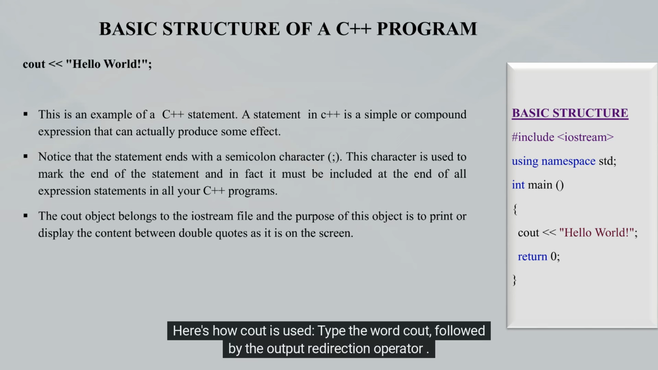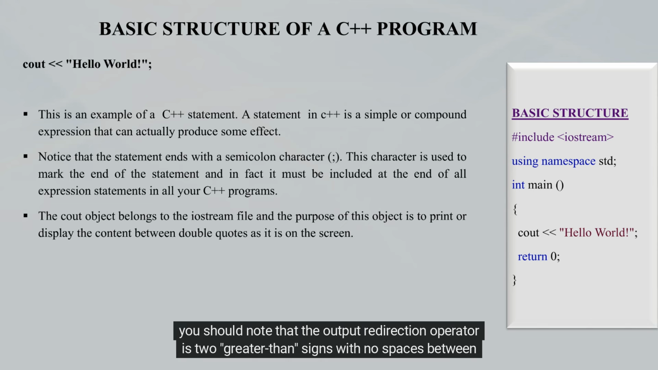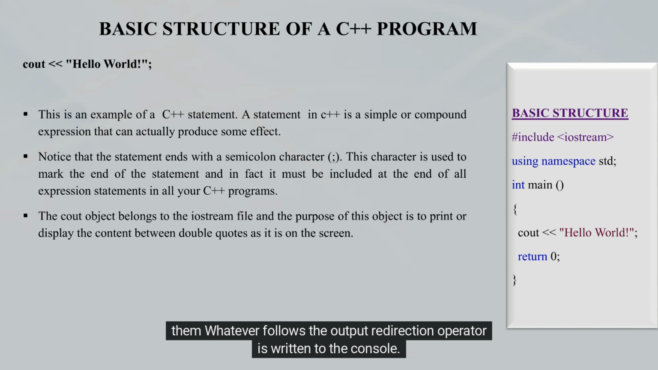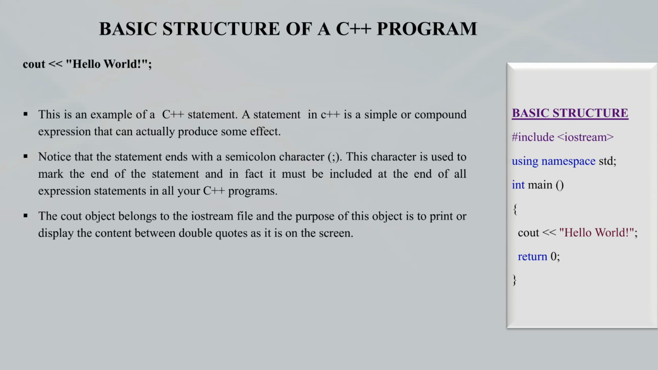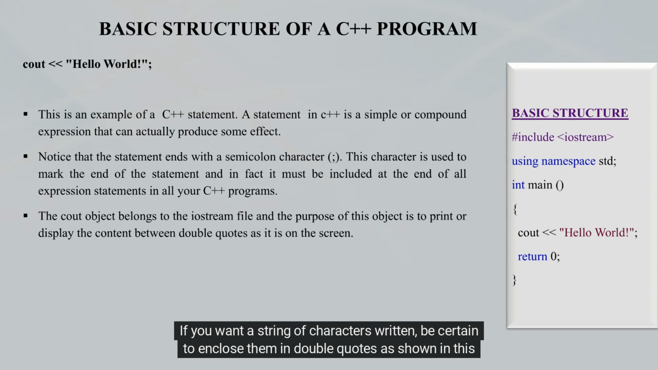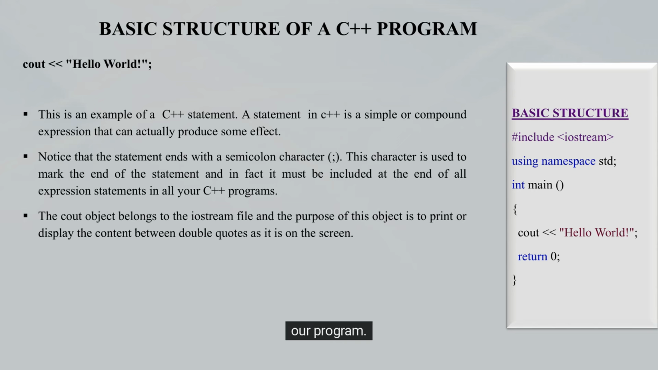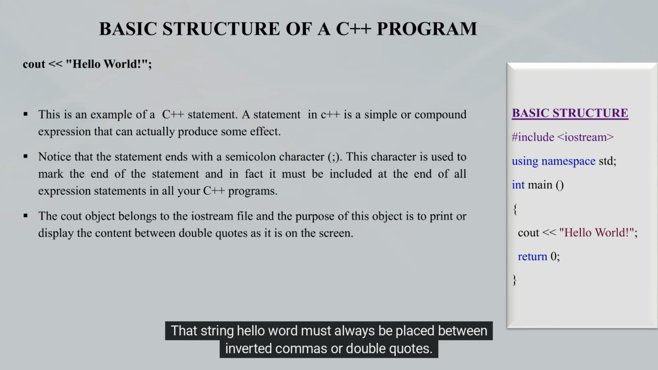Here's how cout is used. Type the word cout, followed by the output redirection operator. You should note that the output redirection operator is two less-than signs with no spaces between them. Whatever follows the output redirection operator is written to the console. If you want a string of characters written, be certain to enclose them in double quotes as shown in this program. That string Hello World must always be placed between inverted commas or double quotes.